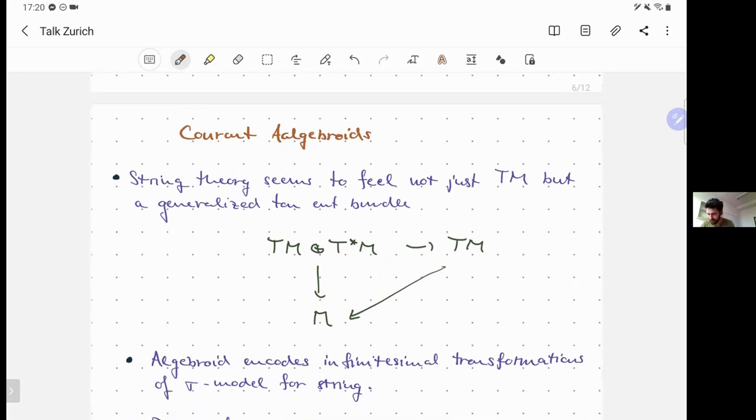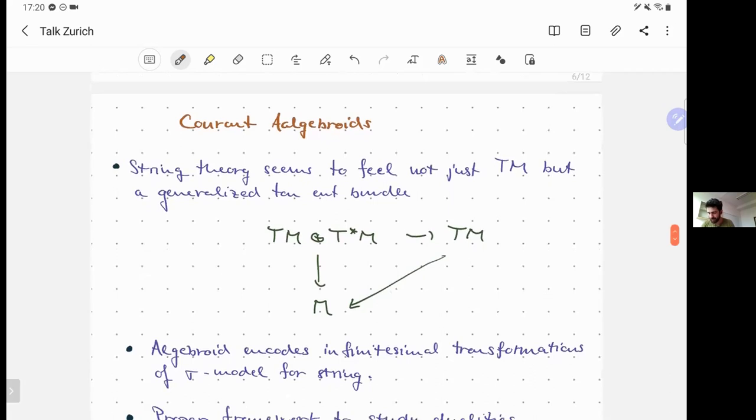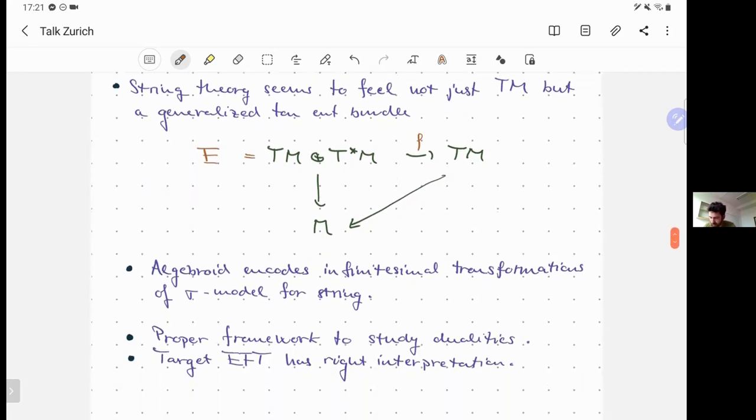So the Courant algebroids, they are the previous Lie algebroid, that was really the realm of GL(n) structures. Now if I go to the realm of O(n,n) structures, that's the right object to work with. So a Courant algebroid could be something general here, but you can think of this TM plus T*M as a bundle over M. It again has this anchor map and it's furnished with a bracket, but there are some relaxed conditions on it.